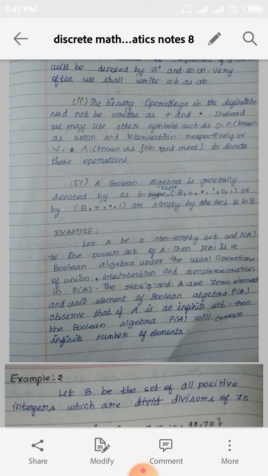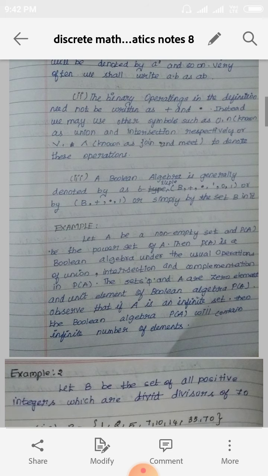And this is an example for the Boolean algebra. Example 1: let A be a non-empty set and P of A be the power set of A. The power set of A is a Boolean algebra under the usual operations union, intersection and complementation. The sets phi and A are the 0 element and unit element of the Boolean algebra P of A. Observe that if A is an infinite set, then the Boolean algebra P of A will contain an infinite number of elements. So this is an example of the Boolean algebra.